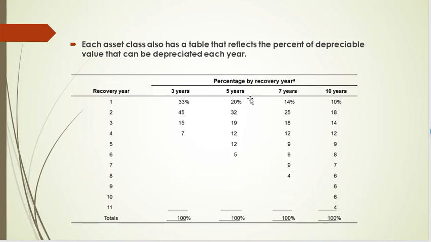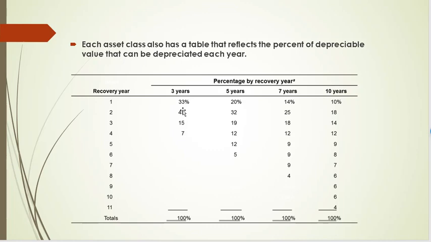Going with that, there also is a table that we can use to understand the depreciation expense on an annual basis. So if you have an asset that's a 3-year asset, the very first year you can depreciate its value, its basis, by 33%. So you just take 33%, multiply that by the depreciable basis. That's the depreciation you take in year 1.